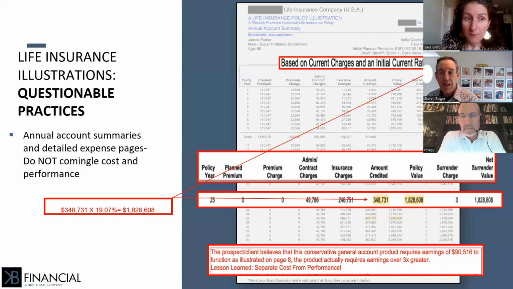So variable life, indexed universal life, and universal life, the insurance company can produce this. For whole life, they won't. Sorry, the details matter so much here, Stephen. They can produce it, or they have to produce it? And if you ask for it, they have to give it to you? Or if you ask, they might give it to you? Which one is it? Usually they'll give it. Sometimes you've got to push.